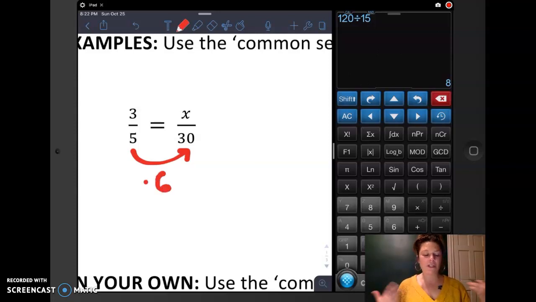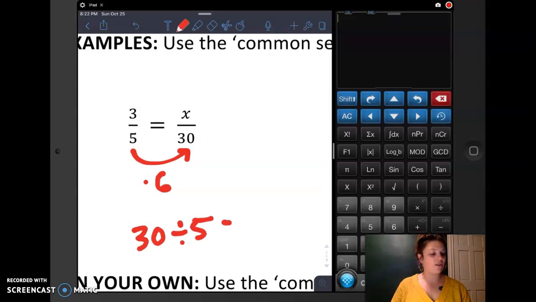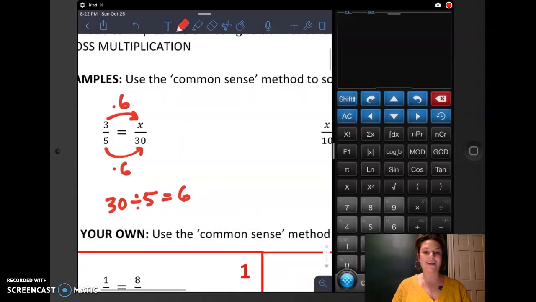Now, if your multiplication tables are not so great, the opposite of multiplication is division. So if we wanted to use 30 divided by 5 in your calculator, you would get 6. So if you got multiplication tables down, you could just figure it out on your own. If not, use division to figure it out. All right, so here I know that if I use the same number to multiply the top and the bottom of the fraction, I get an equivalent ratio, or I can solve my proportion is another way to say that. So 3 times 6 is 18, so our x value is 18.